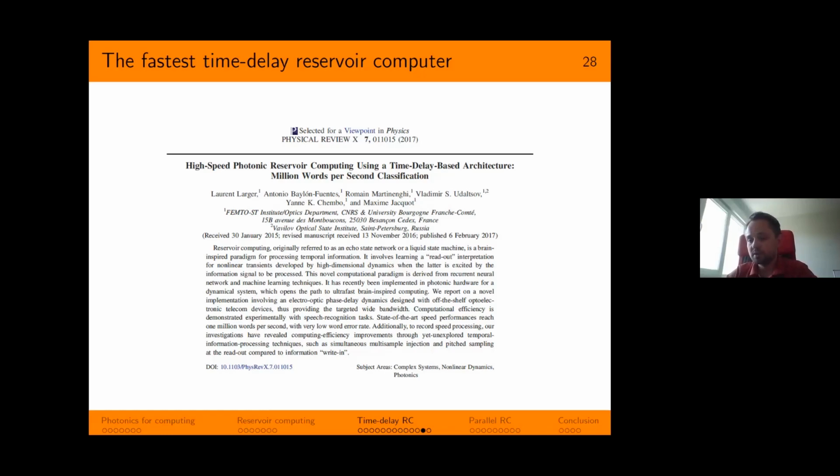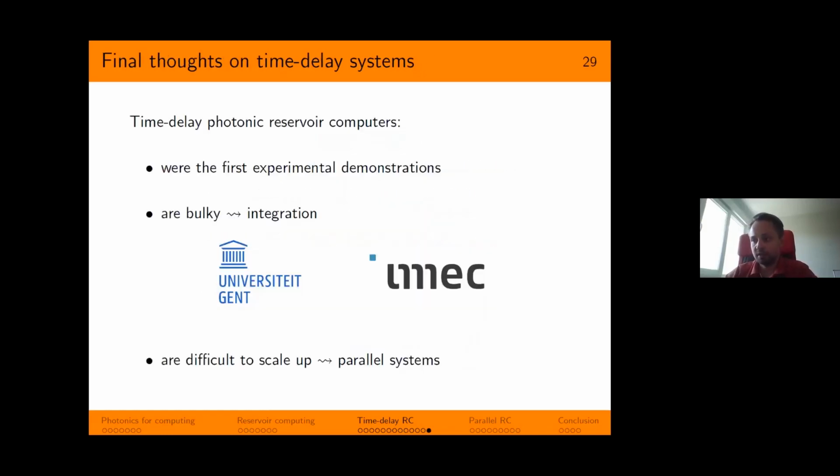And this allows them to classify 1 million words per second. So this is how the experiments on photonic reservoir computing started, with the time delay systems.